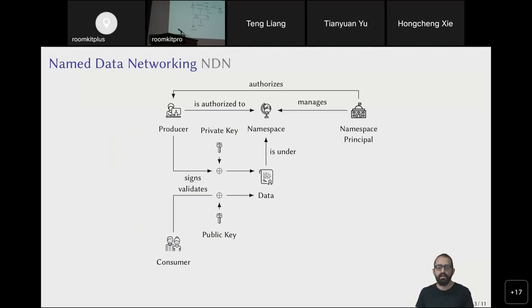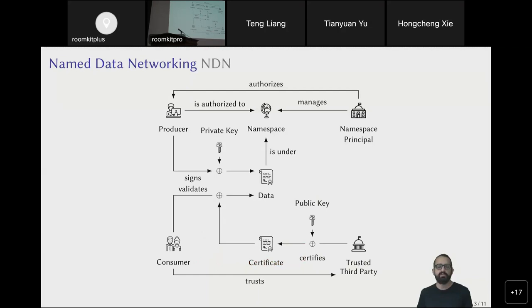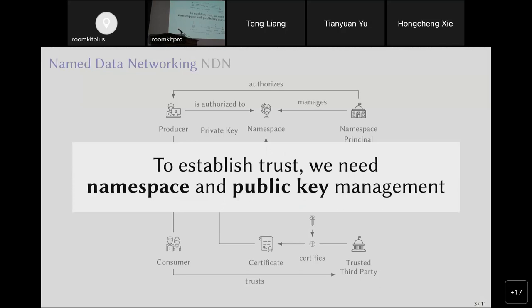The second question that we have here is, how can a consumer know that the public key is authentic? How can a consumer even fetch and retrieve that public key in a secure manner? And if you want to avoid naive approaches, like the way PGP distributes keys out of band for each person, we can use established approaches that delegate trust to trusted third parties and have them vouch for the authenticity of public keys and any data that might be bound to those keys by signing them, by certifying them. It is at this point that we claim that if we want to be that next generation internet on a global scale, we have to attend to namespace and public key management.